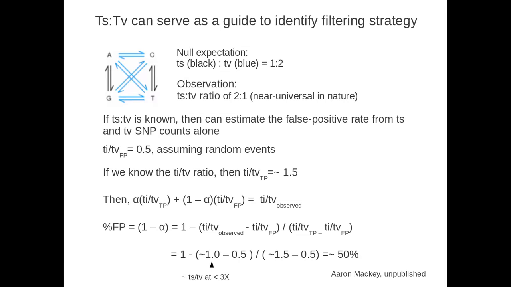And in fact, that's what we see, and that's a fairly obvious case, but in other cases, we use this as a guide to identify classes of SNPs that have particularly low transition-transversion ratios and are therefore likely to be enriched for false positives.